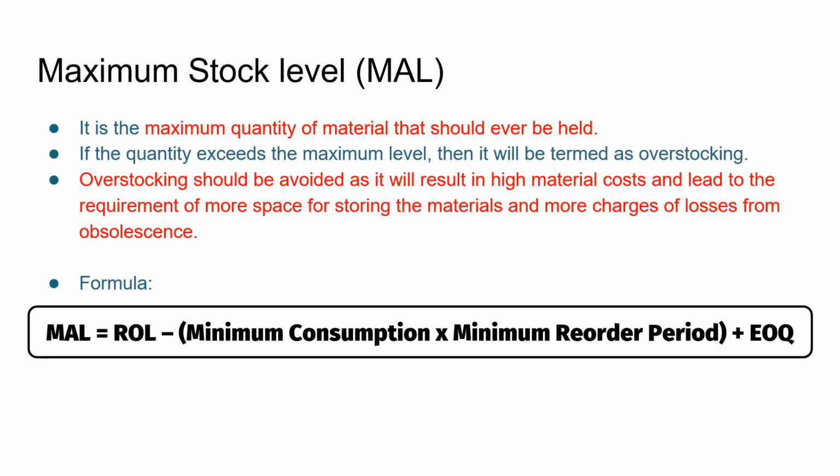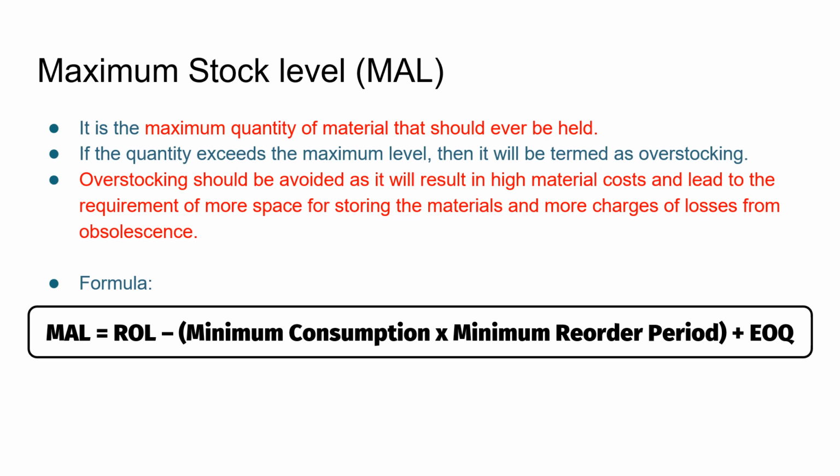Okay, the next level is the maximum stock level, known as MAL. This is the maximum quantity of material that the company should ever have, meaning the highest quantity of material. If the quantity exceeds the maximum level, what will happen? Then it will be termed overstocking. We don't want overstocking, because as I mentioned, the money is tied up in stock and you cannot use it for other activities. Overstocking should be avoided, as it results in high material cost and leads to the requirement of more space.